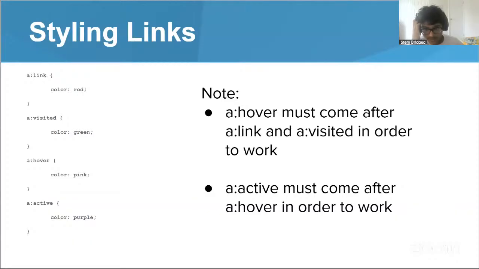So the hover has to come after a link and a visited. This is because you want when the user hovers over it, it has to change the color to pink at all times. So if you put the selector after another selector, this one is going to take priority. So imagine the link is already visited and you're hovering over it. If you put the hover over the visited, it's only going to change to green because the green is overriding the hover. So you want to make whatever ones have priority, you want them to be after the other ones.